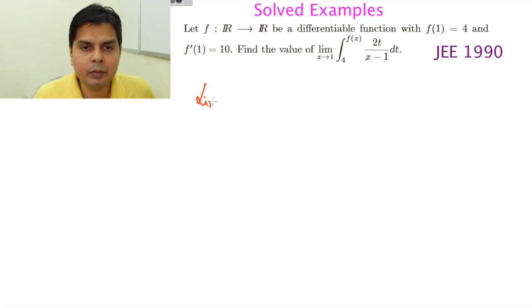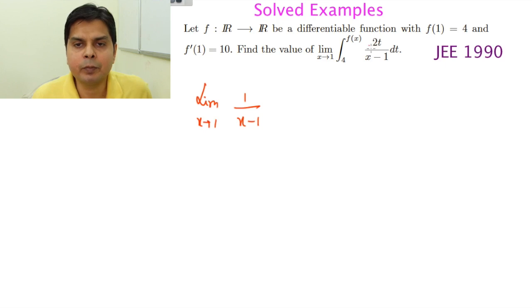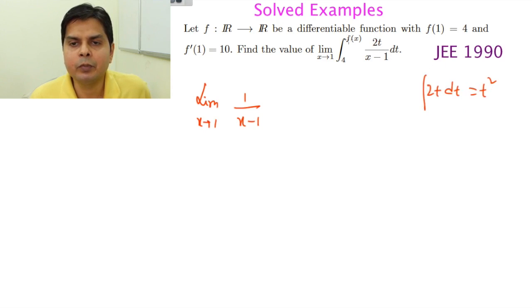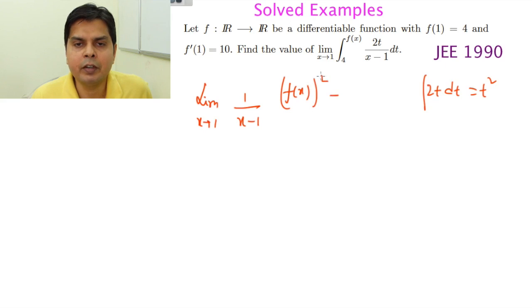So when I write this, it will become limit x tending to 1, everything will be common, and this will become 1 divided by x minus 1. When you integrate 2t dt, you will get t square. Now the upper limit is f(x), so it will become f(x) whole square minus 4 square. So I can write this as limit x tends to 1, 1 by x minus 1, f(x) whole square minus 4 square. And what is 4? 4 is equal to f of 1.